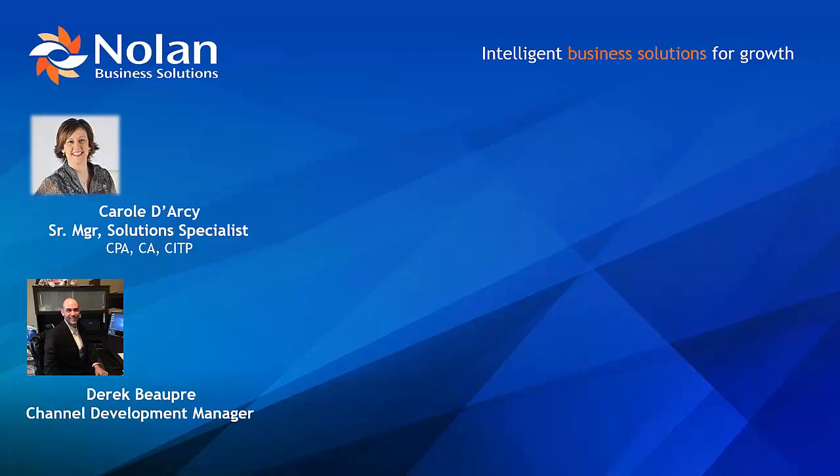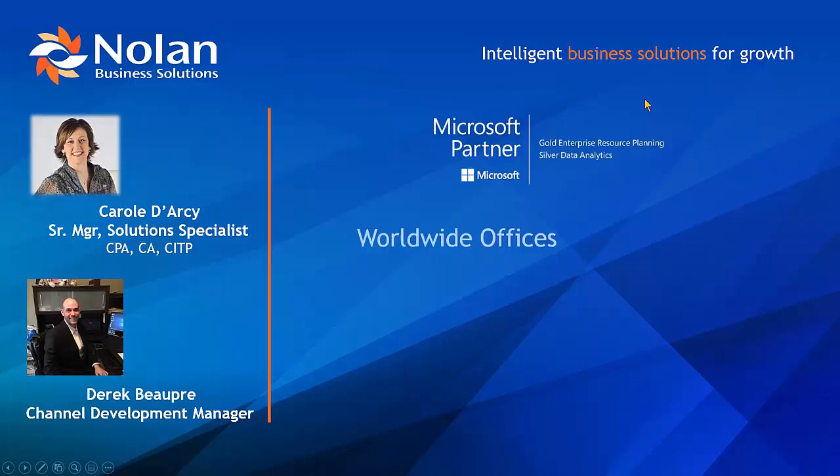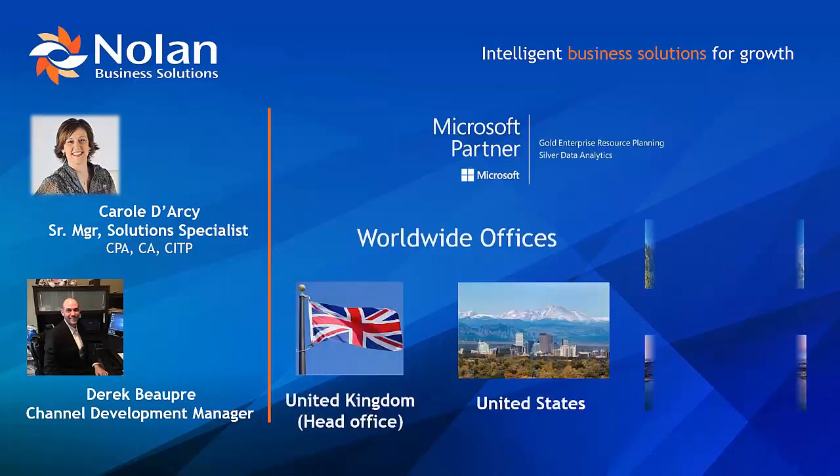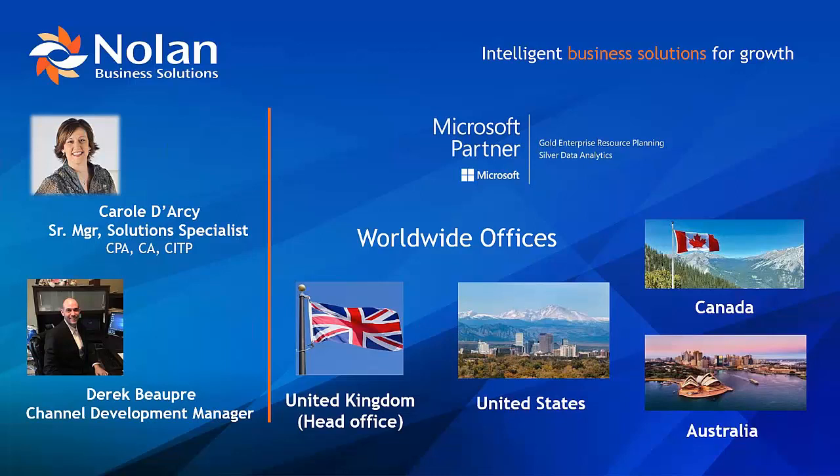And before we get going, I thought I'd take a quick minute just to introduce you to Nolan and give you a little bit of background on us as a company. We are located throughout the world. Our head office is located in the United Kingdom, where our development team is located. As well, we have offices in the United States, Colorado being our main physical office. And then we do have team members remotely in Canada and Australia. Both Carol and myself are located in Canada. And really, as a company, we specialize in building add-ons for Dynamics GP.